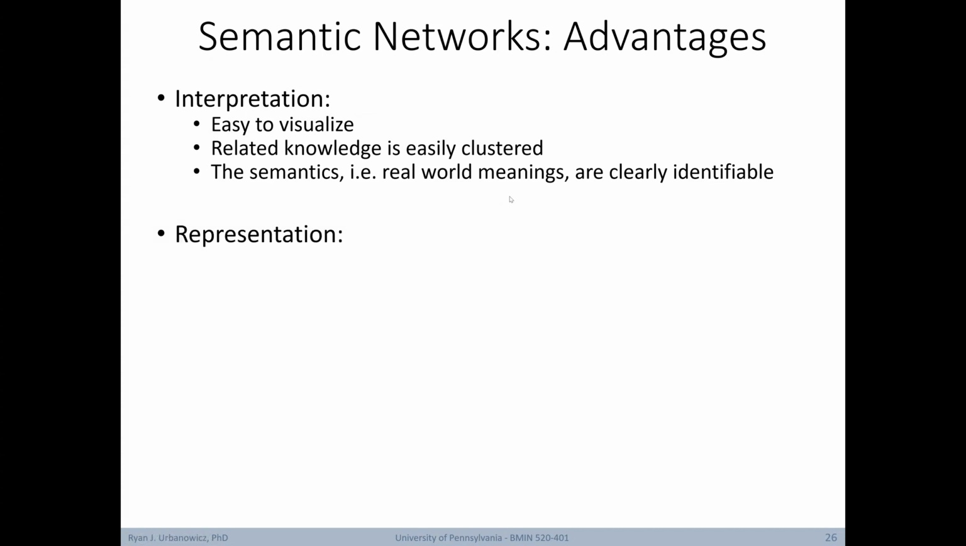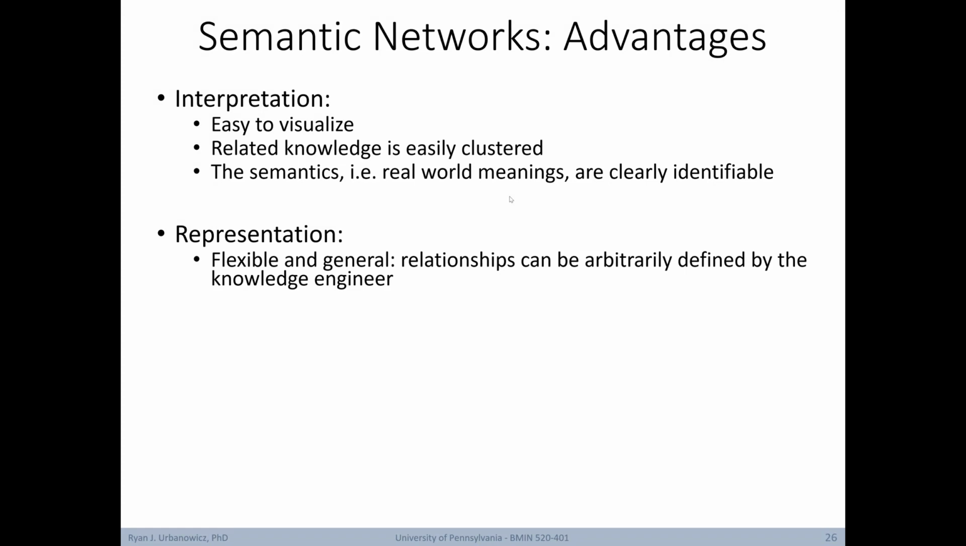When it comes to representation, semantic networks are flexible and general, where the relationships can be arbitrarily defined by whoever's putting together that semantic network, in other words, a knowledge engineer. Also, in some cases, formal definitions of semantic networks have been developed.